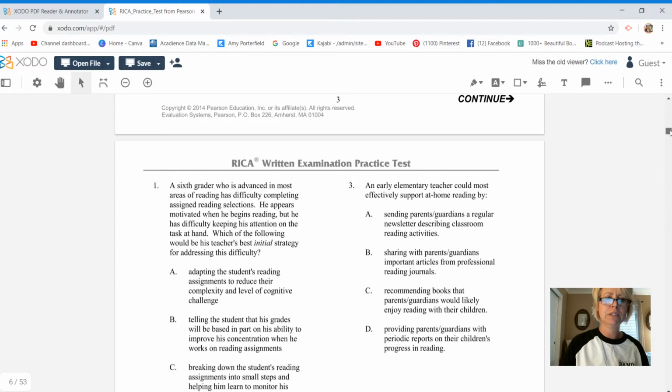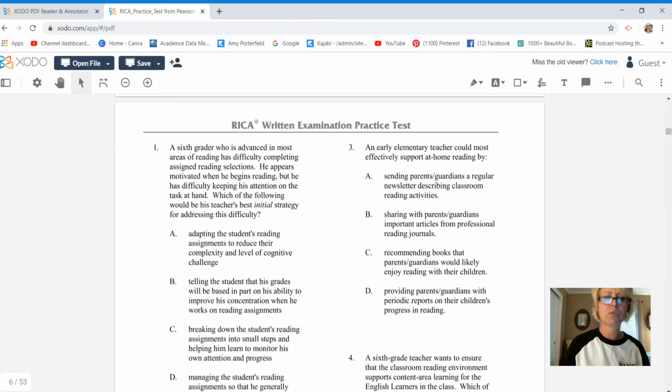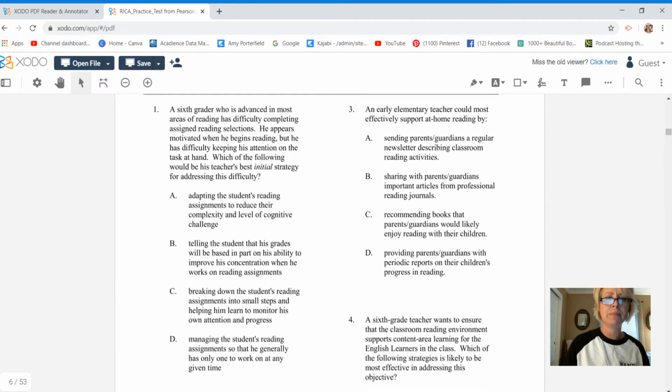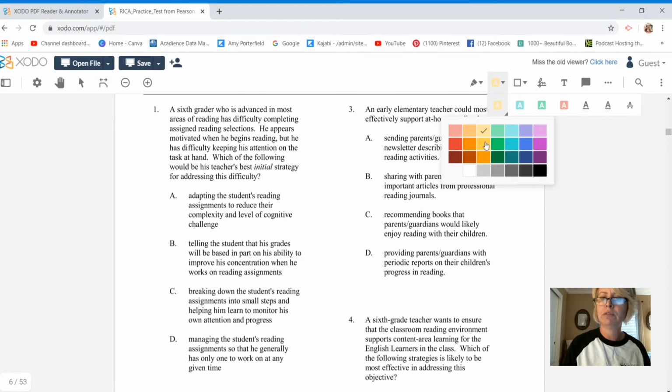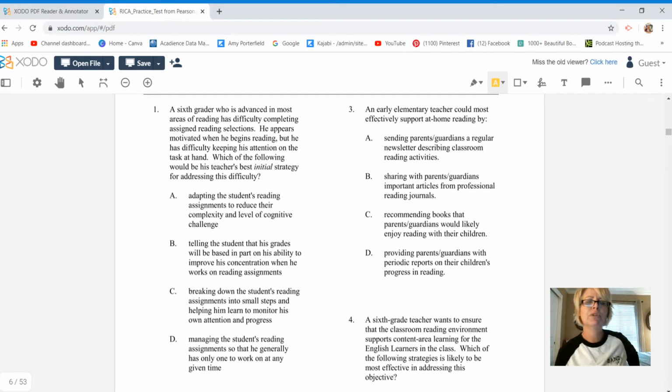All right, so let's take a look at number 1. Okay, I'm going to use some tools here. Make sure that I can see what I'm doing. Okay, so let's read the first one. A 6th grader who is advanced in most areas of reading has difficulty completing assigned reading selections. He appears motivated when he begins reading, but he has difficulty keeping his attention on the task at hand. Which of the following would be his teacher's best initial strategy for addressing the difficulty?